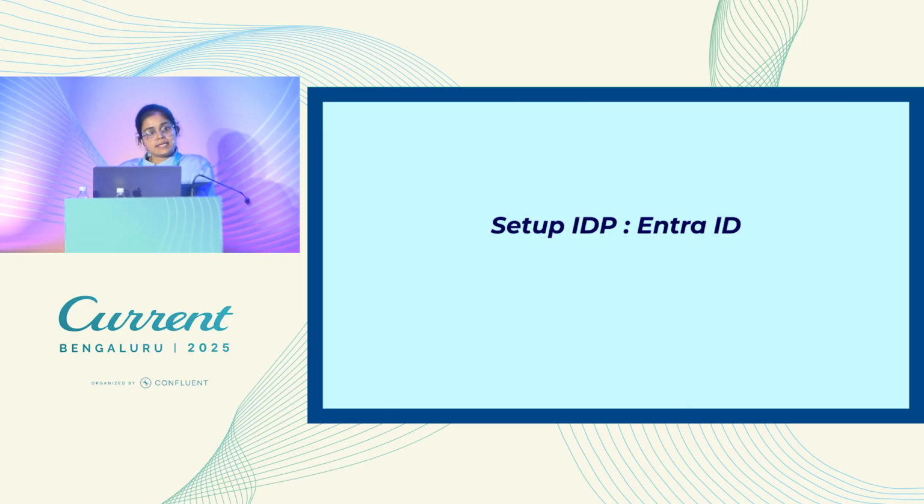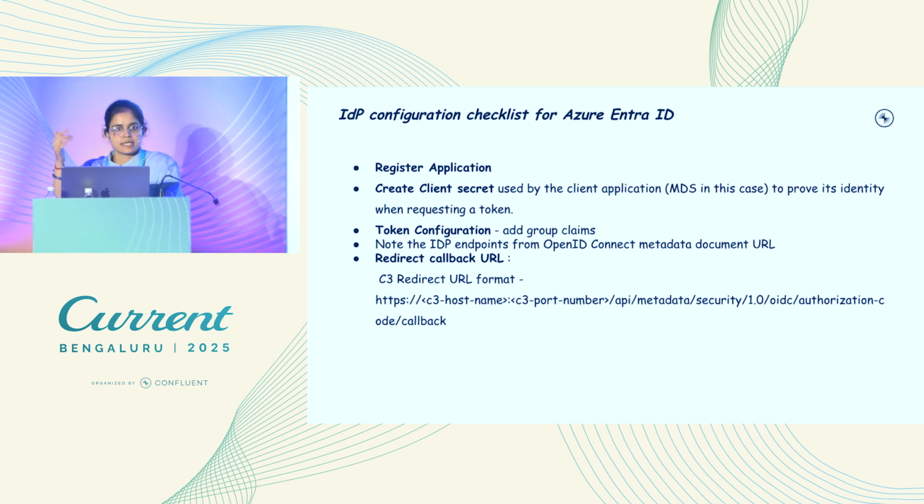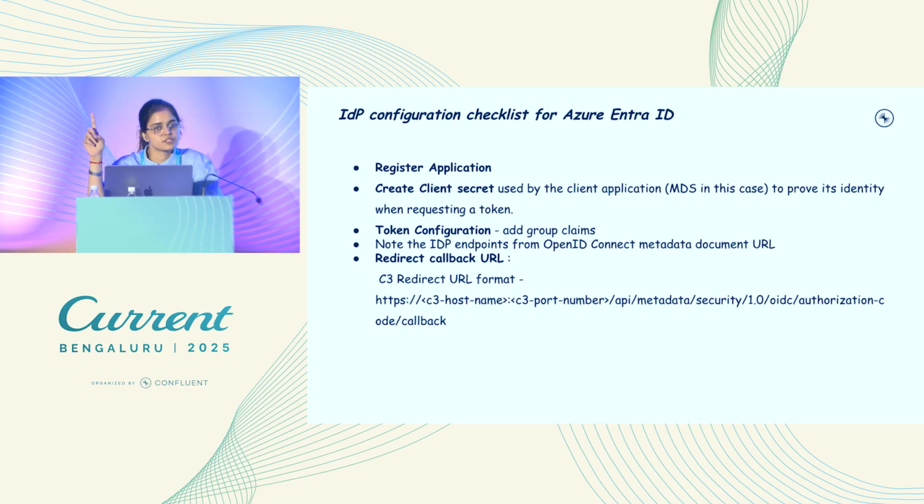So let's look at the essentials we need with respect to setting up Azure Entra ID. This is the checklist of the major essential steps for configuring Azure Entra ID. We require 5 major steps. The first one is registering the application, so you need to create an application. The second one is to create a client secret, which could be an application password, which would be used for requesting a token from the authorization server.